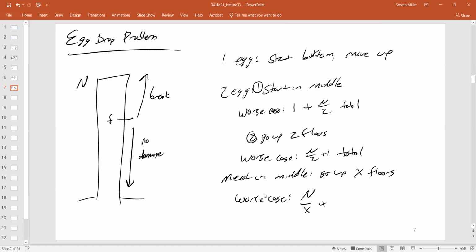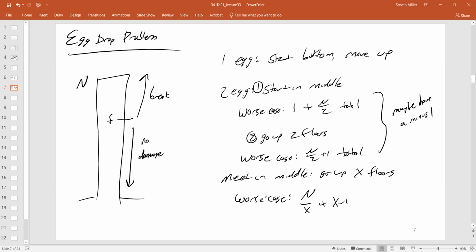And then for the next one, how many could it take? Once it breaks, we know within how many floors it must be, because we're going up x every single time. x minus 1. And these maybe have a minus 1. I don't care. I'm just trying to get the rough idea of what's going on. So we now have basically n over x plus x.